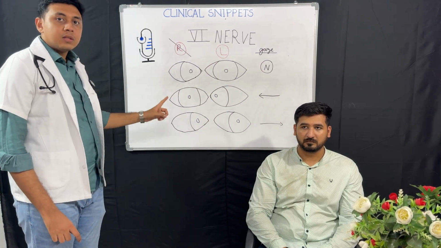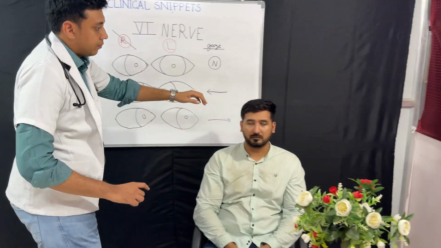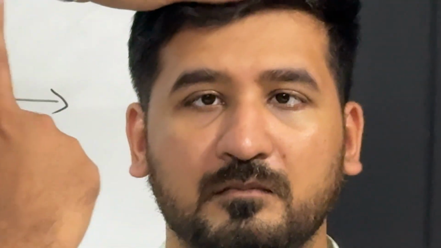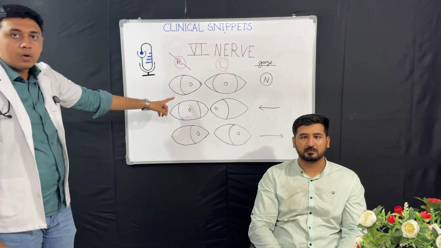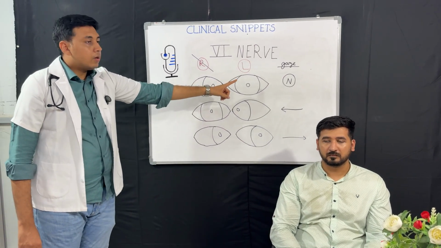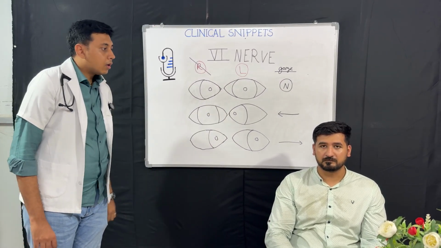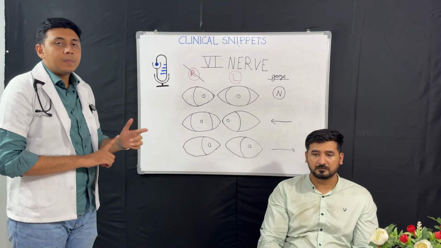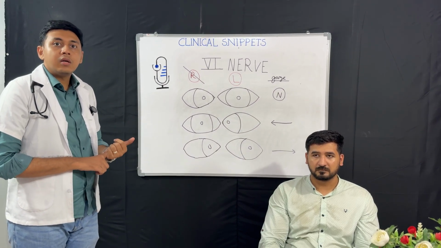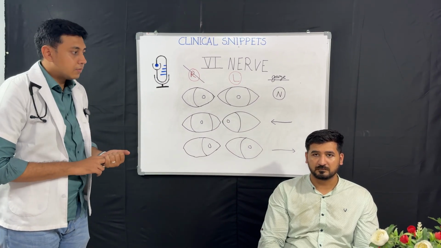In case we ask the patient to look towards the right side, the right eye will not move laterally and the left eye will shift medially. And the person will have horizontal diplopia and strabismus.